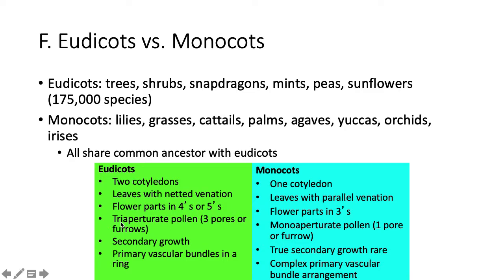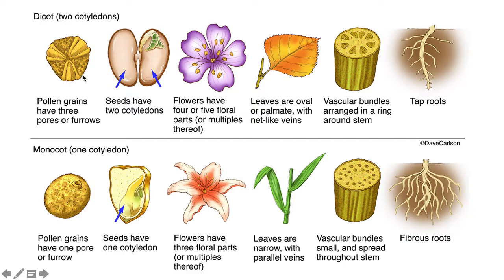The pollen. In eudicots, they have 3 pores, that aperture on the pore. Monocots only have 1. With eudicots, you get secondary growth like lignin and bark and a thicker base, and with monocots you hardly ever see that. And then finally, inside the arrangement, the xylem and the phloem are arranged in a ring in eudicots, and in monocots they're just kind of scattered throughout.